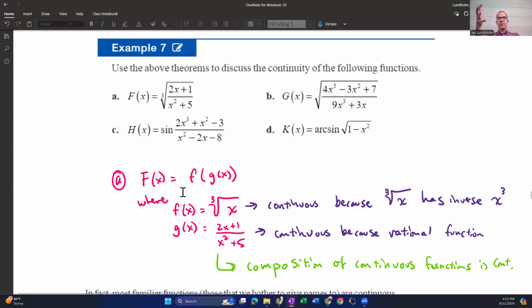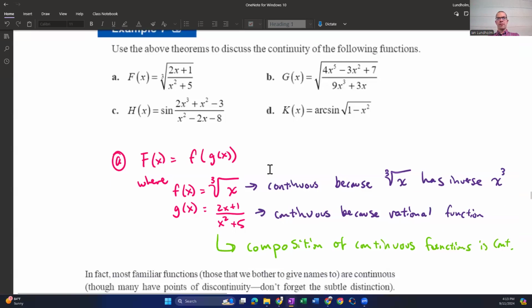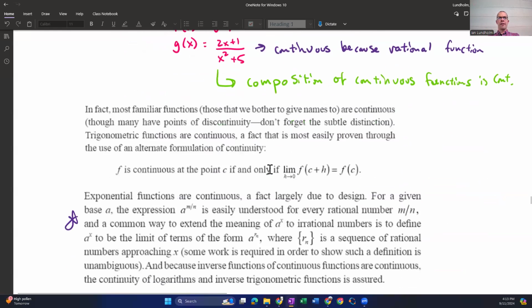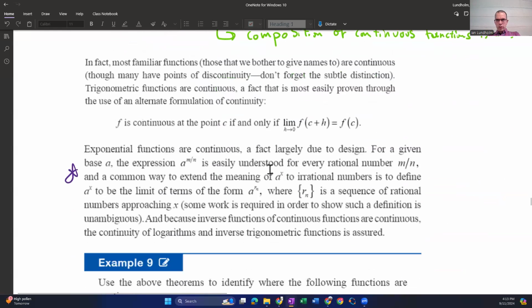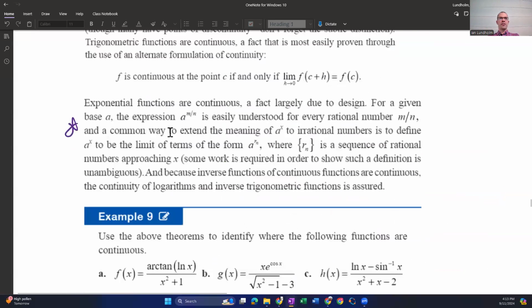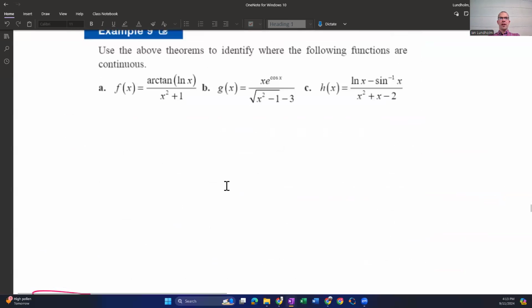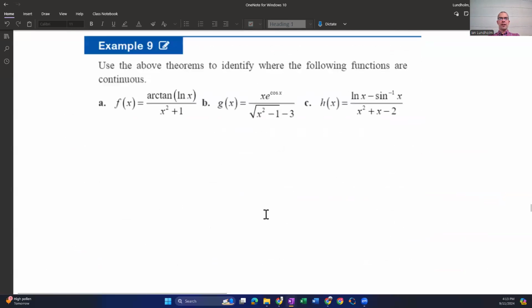I'm not going to ask you to do a crazy amount of this kind of stuff. Cool. Here's just a reminder that exponential functions are also a class of continuous functions. So that's cool. Example 9 is the last one that I had planned for today.